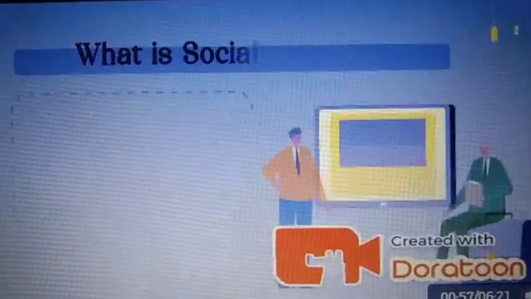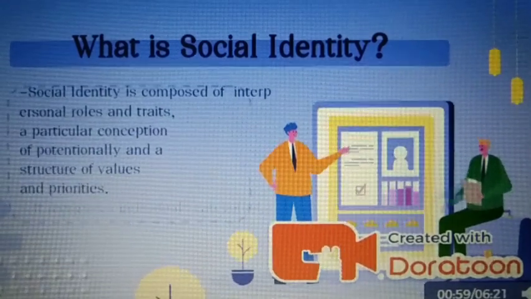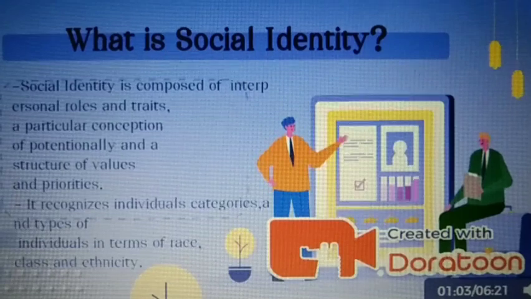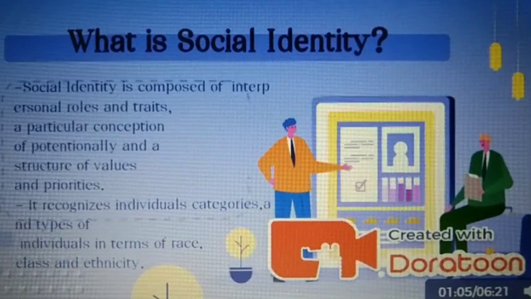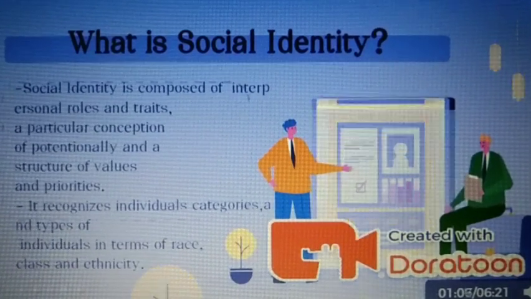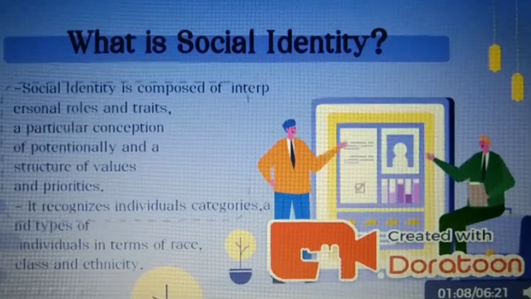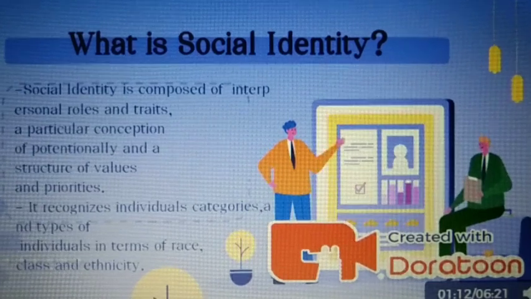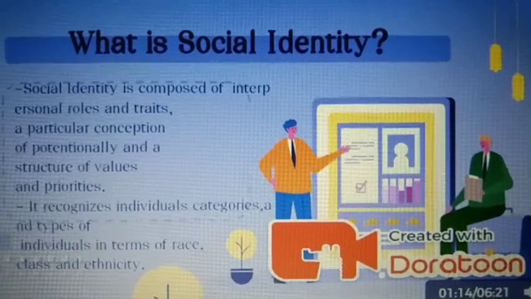Next, what is social identity? Social identity is composed of interpersonal roles and traits, a particular conception of potentiality, and a structure of values and priorities. It recognizes individuals' categories and types of individuals in terms of race, class, and ethnicity.